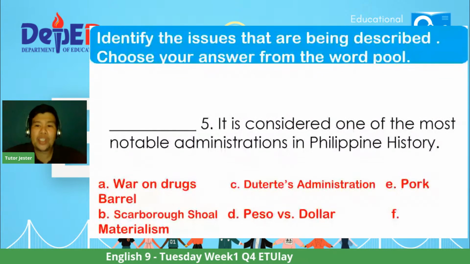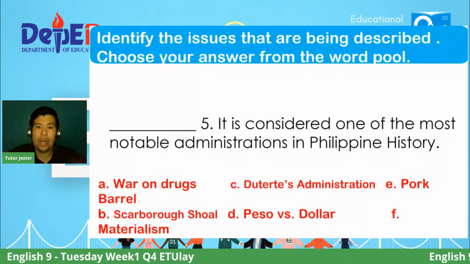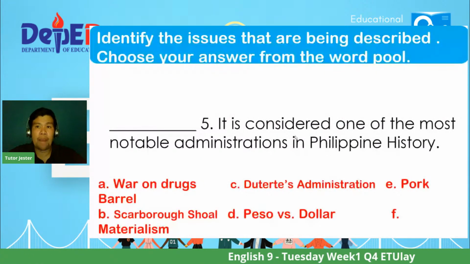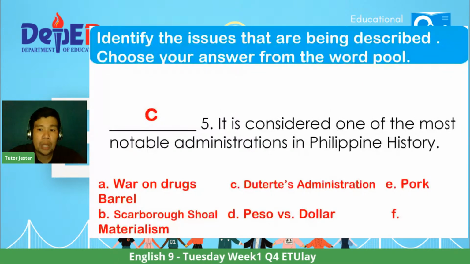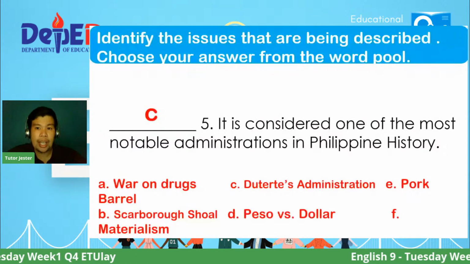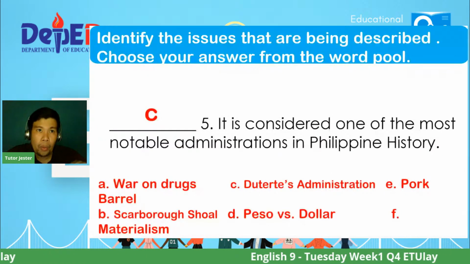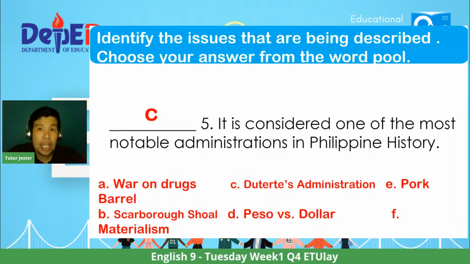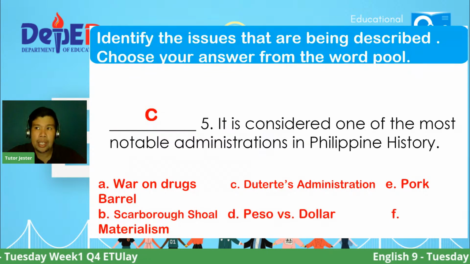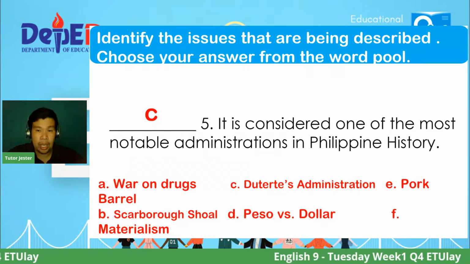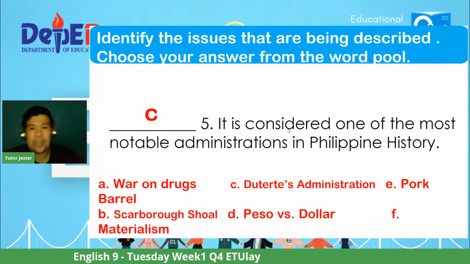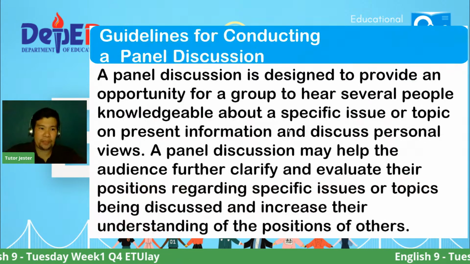For number 5, it is considered one of the most notable administrations in Philippine history. It is indeed the Duterte administration kasi nga dumaan si Pangulong Digong sa iba't ibang mga cases ng kanyang leadership, di ba? Katulad na lamang ng pandemya, siya yung leader ng ating bansa that really experienced this kind of case in our country. Nagkaroon tayo ng pandemic. So far, so good naman. Okay. Now, what is panel discussion?